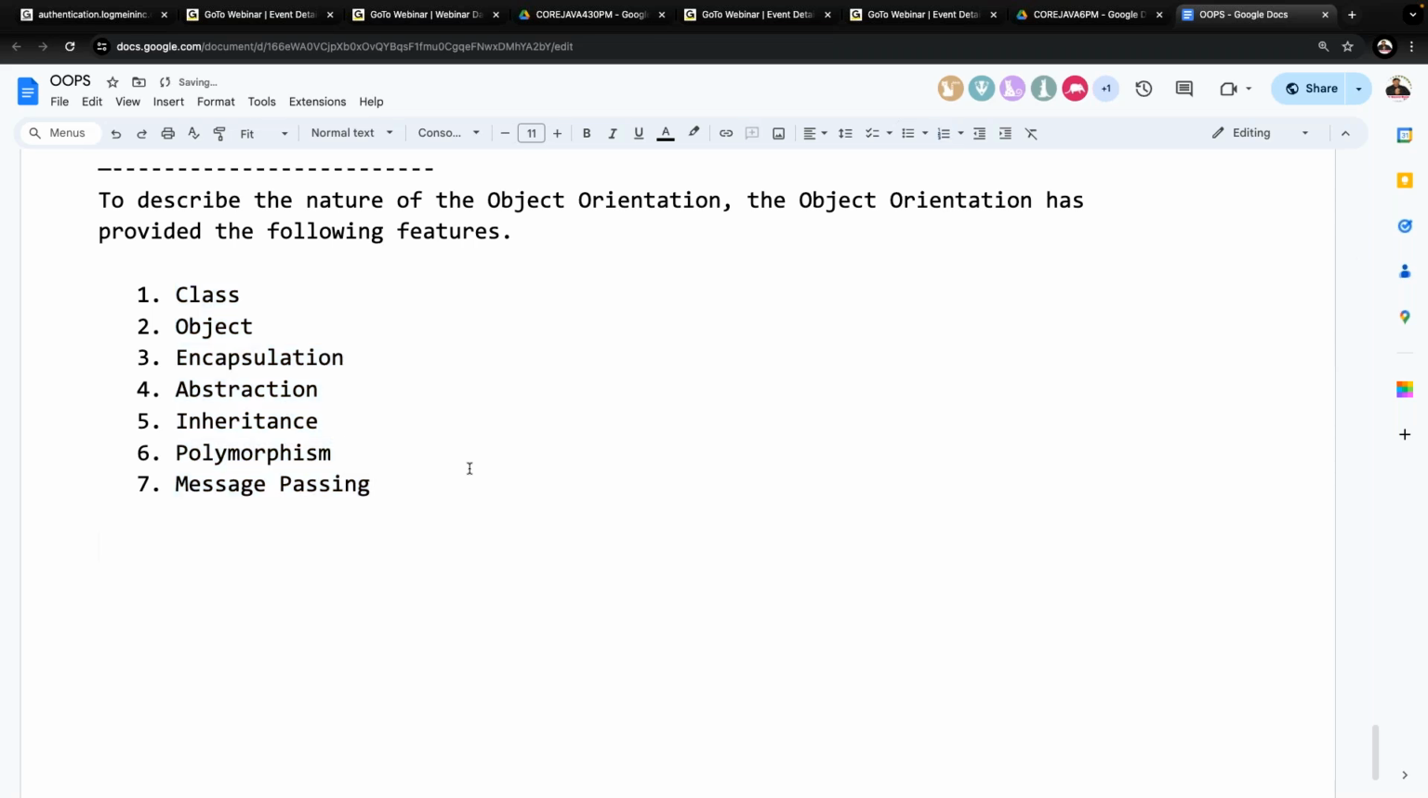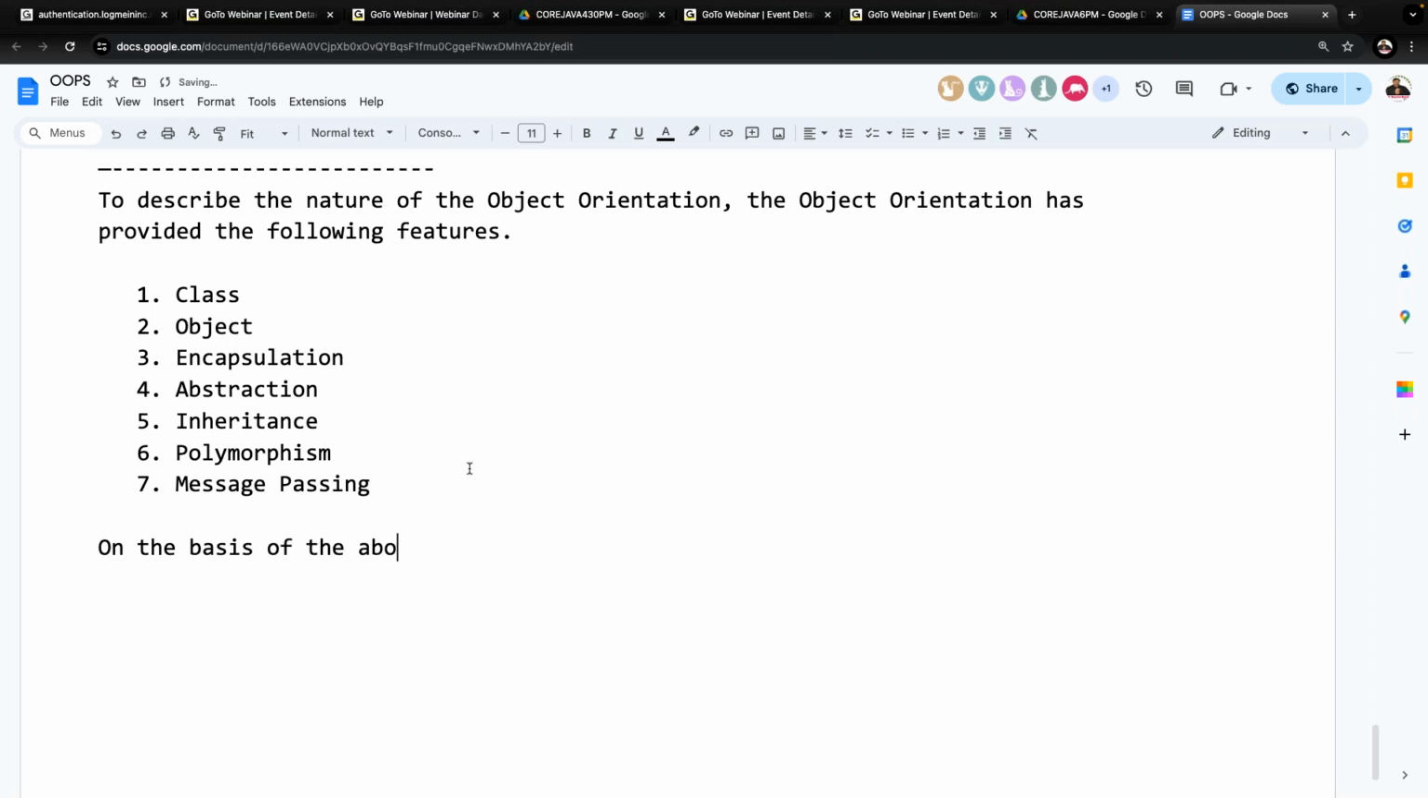Now observe carefully. Today we are going to understand an overview of all the object oriented features first. After that I will take each and every feature and talk about it clearly.